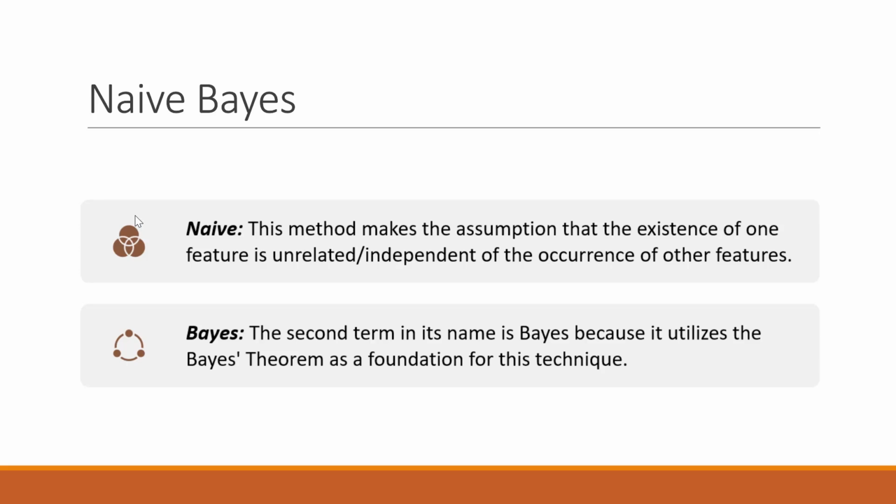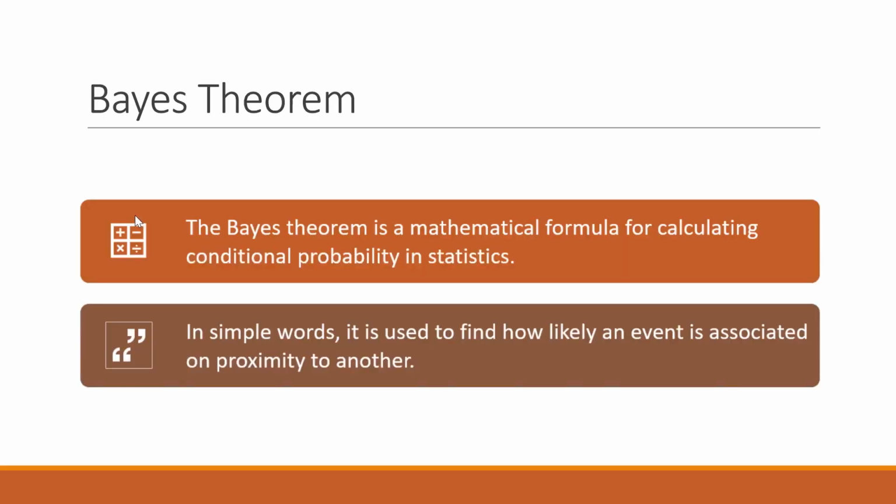Now the next term is Bayes, and this term is utilized because the naive Bayes classifier is based on Bayes theorem. So here Bayes is representing Bayes theorem. To understand the overall working of naive Bayes, we need to understand what Bayes theorem is as well. So let's discuss that. In Bayes theorem, conditional probability is a very important term, so let's understand that. Conditional probability plays an important role in understanding the Bayes theorem. The conditional probability of X given Y is the probability that event X will occur provided event Y has already occurred.